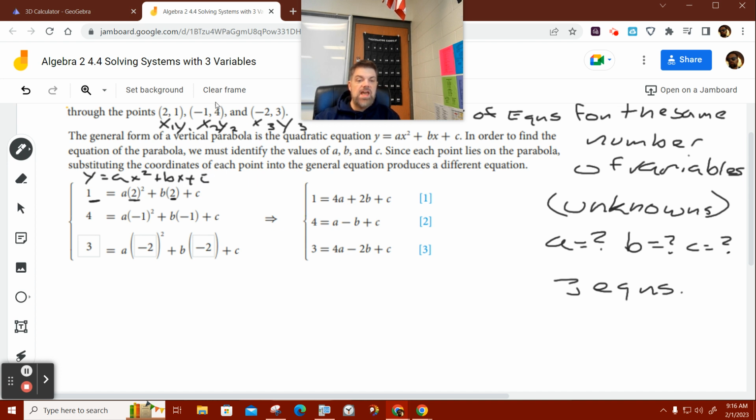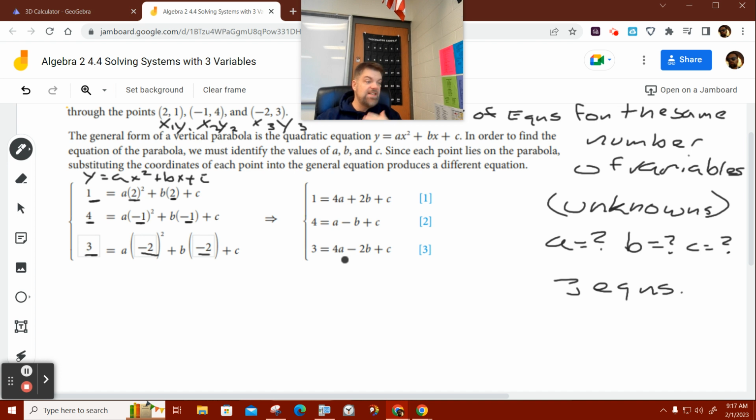Now for the next one, I have my y value of 4. What does that correspond to? An x input value of -1. On the third equation, when x equals -2, my overall y value should be 3. So I'm just plugging in the x's and y's, doing a little bit of math, and I get the following equations. 1 equals 4a plus 2b plus c. 4 equals a minus b plus c, and 3 equals 4a minus 2b plus c.